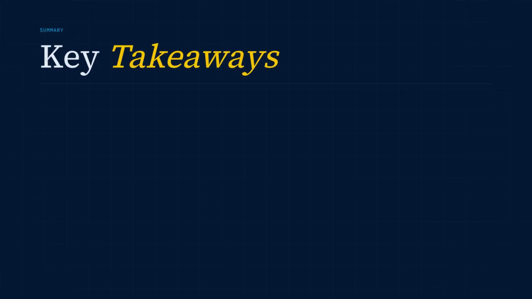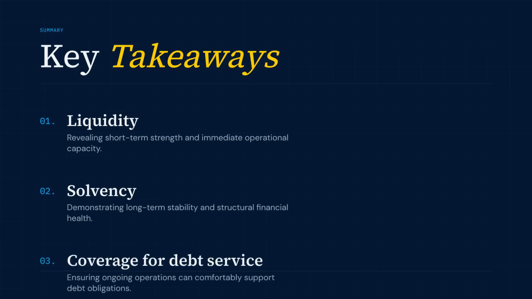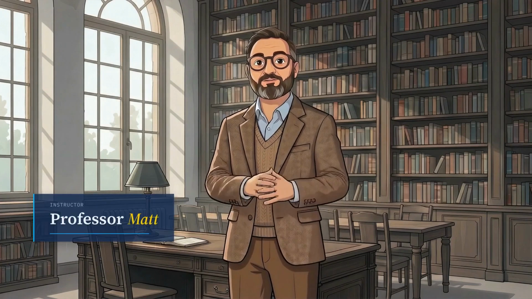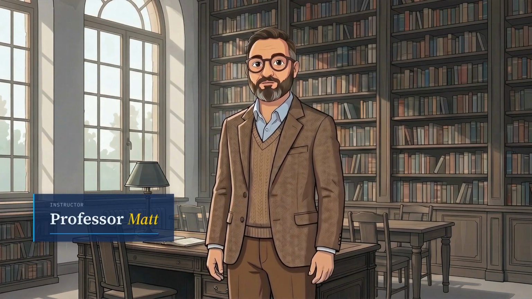To wrap up, remember the three pillars. Liquidity ratios reveal short-term strength, solvency ratios show long-term stability, and coverage ratios demonstrate whether ongoing operations can support debt obligations. Together, they provide a powerful lens into a company's financial health. Credit ratios are a powerful lens into financial health. Together, they help us assess risk and resilience.